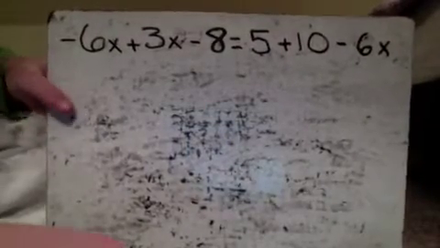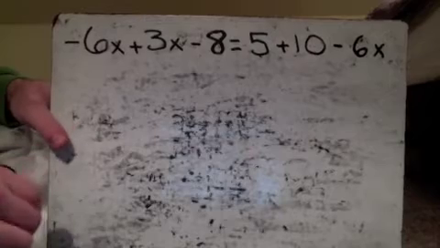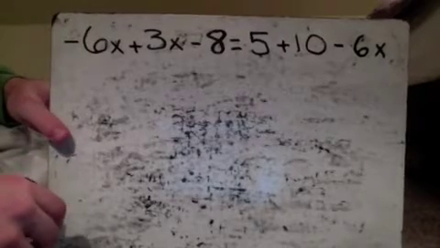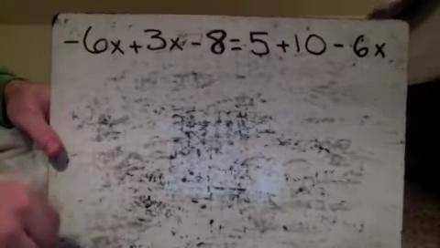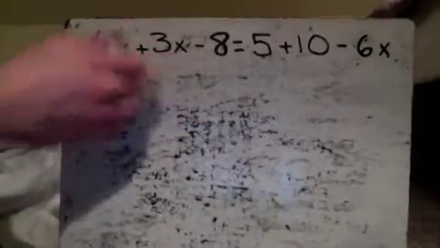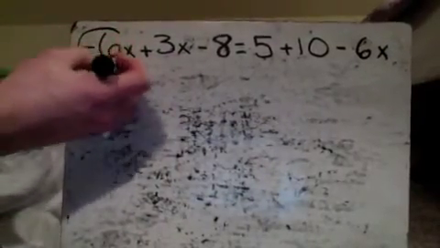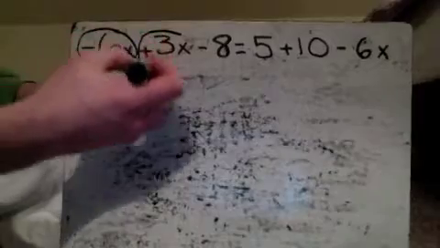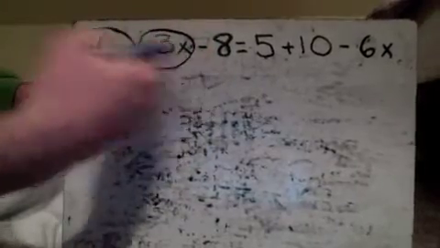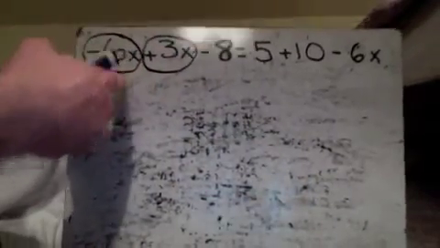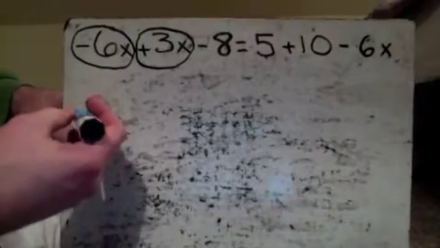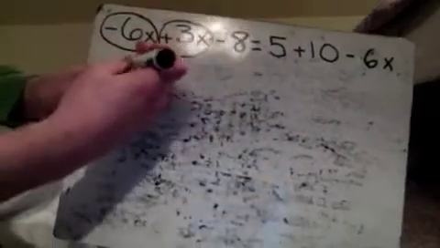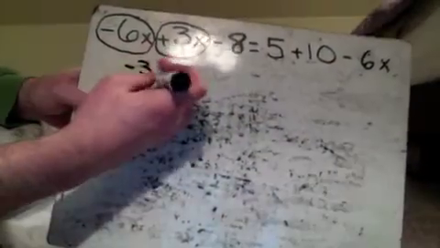All right, let's start this one by combining things together first because it's obvious we've got stuff on both sides that we should be able to put together. For instance, on this side, I've got negative 6x, and I've got positive 3x, and I've got minus 8, which can't go with those, but I should be able to put these two things together. Negative 6 and positive 3 is negative 3, so negative 3x.